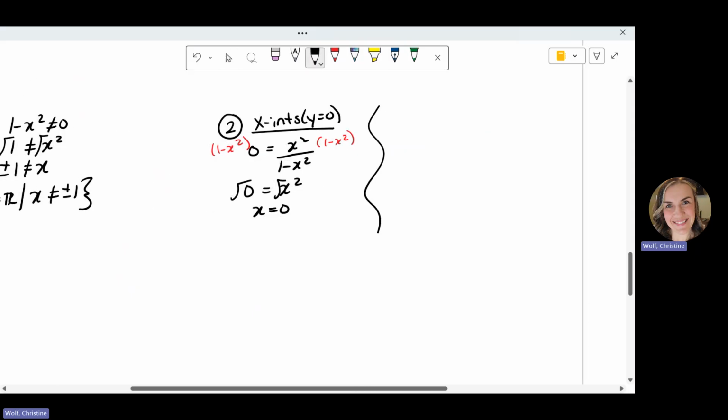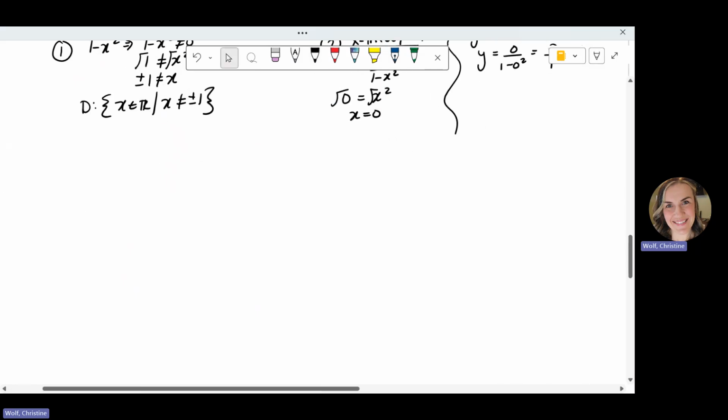Okay, y intercept, I'm going to set x equal to 0 this time. So I have y equaling 0 over 1 minus 0 squared. Well, that's 0 over 1, and that is 0. So again, I have a shared x and y intercept. They are both at 0, 0, the origin. Okie doke. Step number 3.